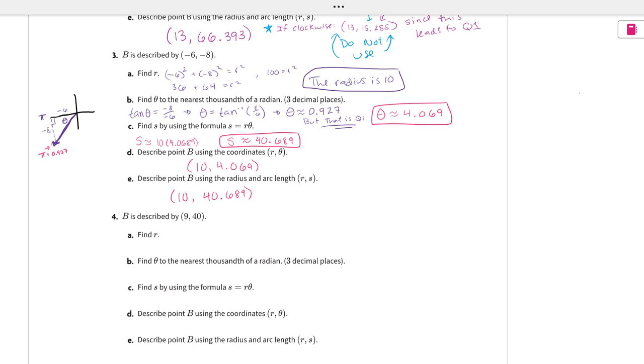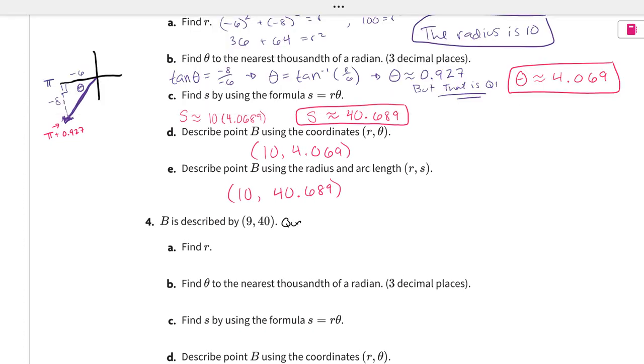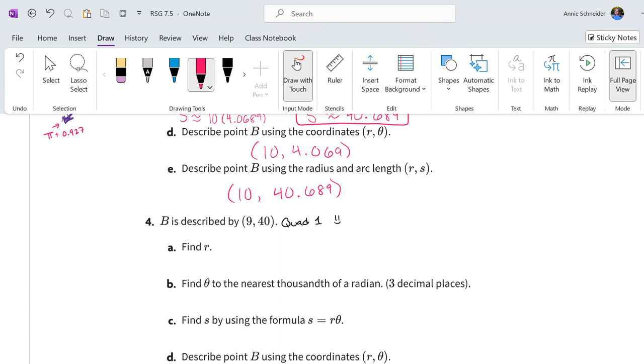All right, question 4. We have another Pythagorean triple. Here we're in quadrant 1 because everything's positive. So quad 1. Which makes us smile because we don't have to really think about, do we add 2 pi, do we add pi, do we subtract anything? We can just go ahead and do our inverse trig.